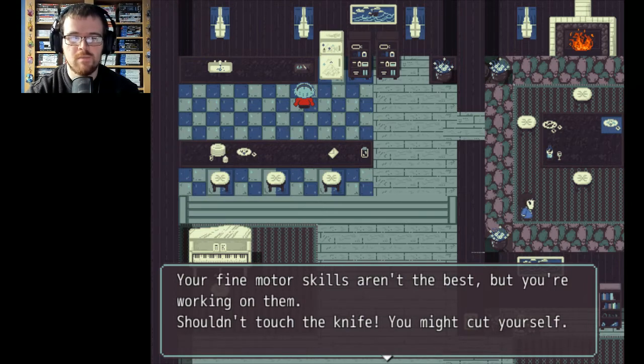Your fine motor skills aren't the best, but you're working on them. Shouldn't touch the knife. You might cut yourself.